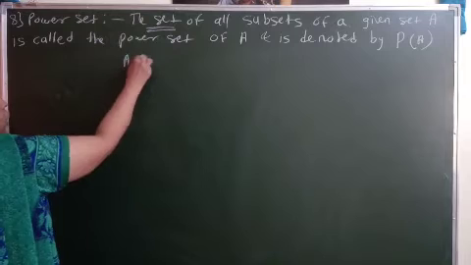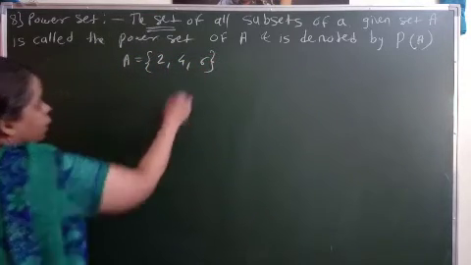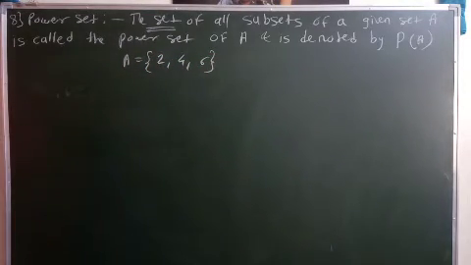Any one set A. This is your set A. Suppose 2, 4 and 6. This is your set A. So the power set of A now. Power set of A is again a set.